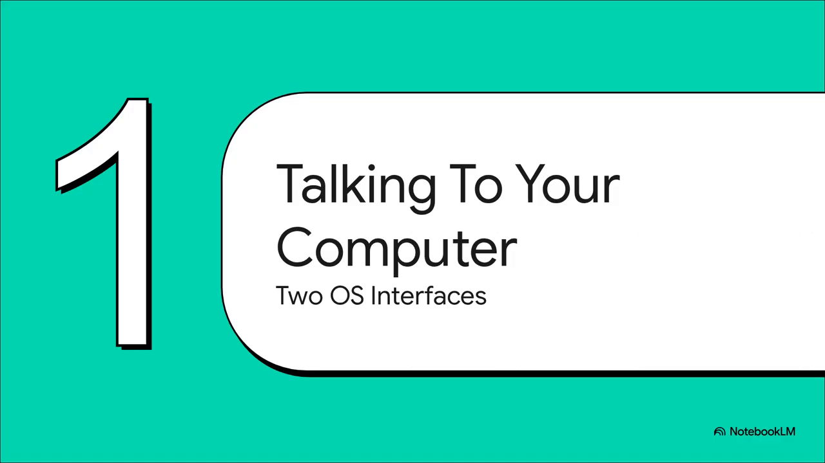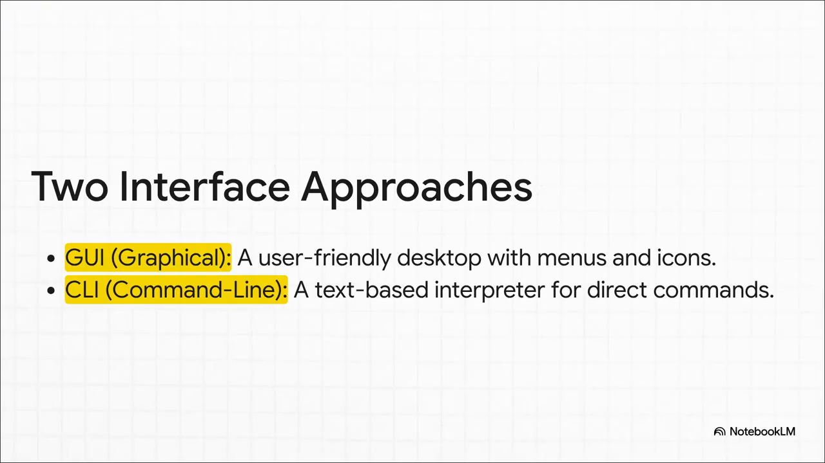To get our heads around that, we first need to talk about the two fundamental ways we communicate with our operating systems. You can think of them as two different languages that both get you the same result. So first you've got the GUI, the graphical user interface. This is the world most of us live in. Desktops, icons, menus, the whole shebang. It's visual, it's intuitive, but then you have the CLI, the command line interface. This is that text-based window where you type in direct, powerful commands. But here's the key. Both of these are just different front doors to the exact same house.